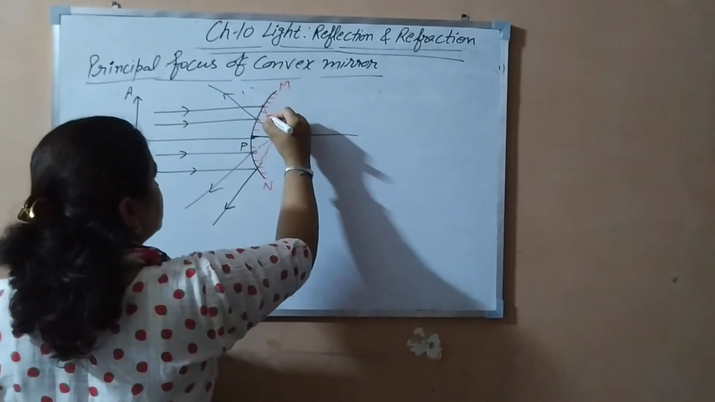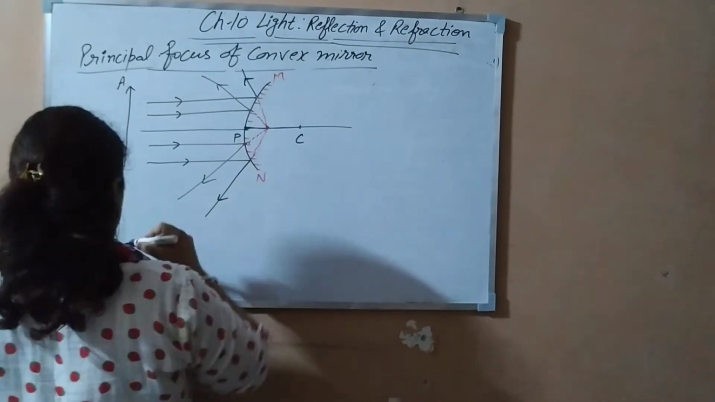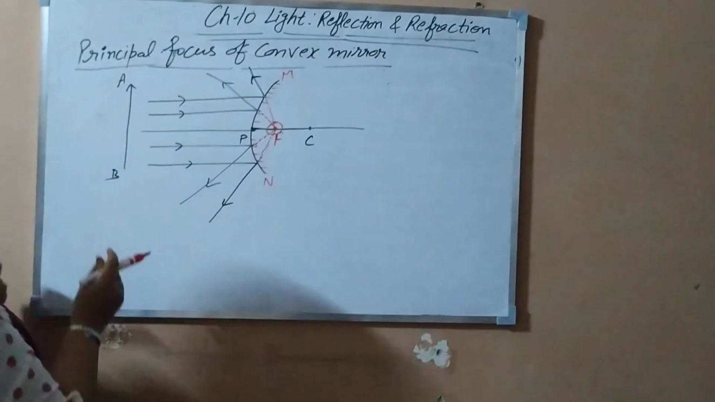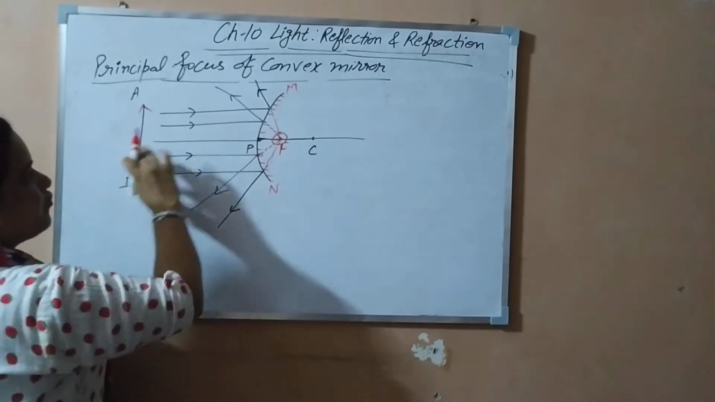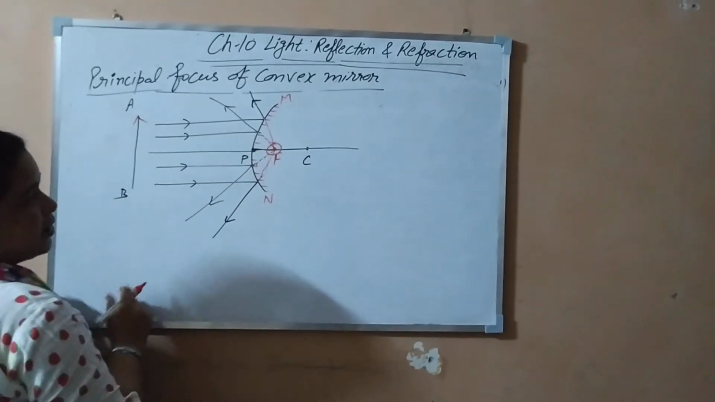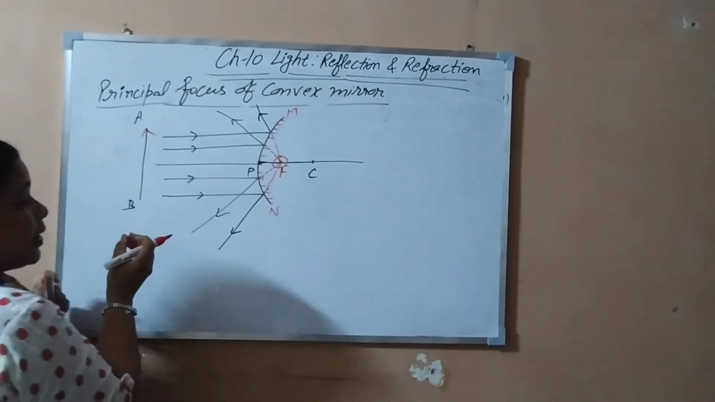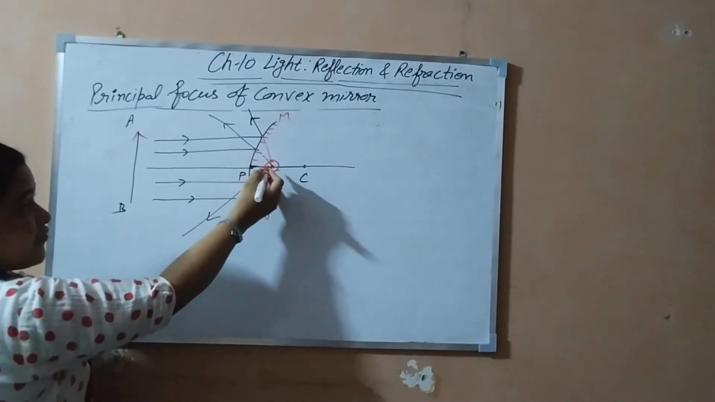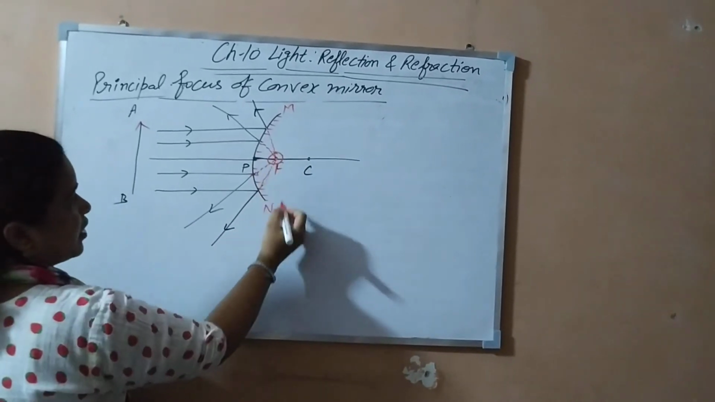I am first showing you this point. You are seeing it here. So what you are watching is that these rays appear to come from this point. So what is the principal focus of a convex mirror? When a number of parallel rays are allowed to fall on a convex mirror, they appear to come from this point present on the principal axis, and that is known as the focus of the convex mirror. If you look from the reflecting surface side, you will observe them as if they are coming from behind the mirror, from this imaginary point.